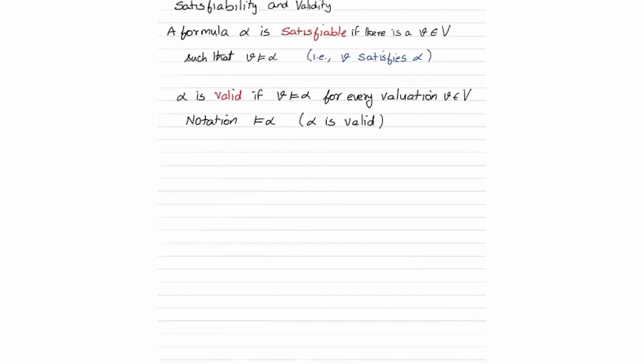These are two important notions in logic: the notion of satisfiability and validity. Again, this has nothing to do with propositional logic specifically; it applies to any logic. For propositional logic, this is how we would define it. We say that a formula alpha is satisfiable if there is some valuation in the set of all valuations such that V satisfies alpha, the way we defined it. And we say that alpha is valid if for every valuation in the set of all valuations, V satisfies alpha. The typical notation for validity is to write the semantic entailment symbol followed by alpha.